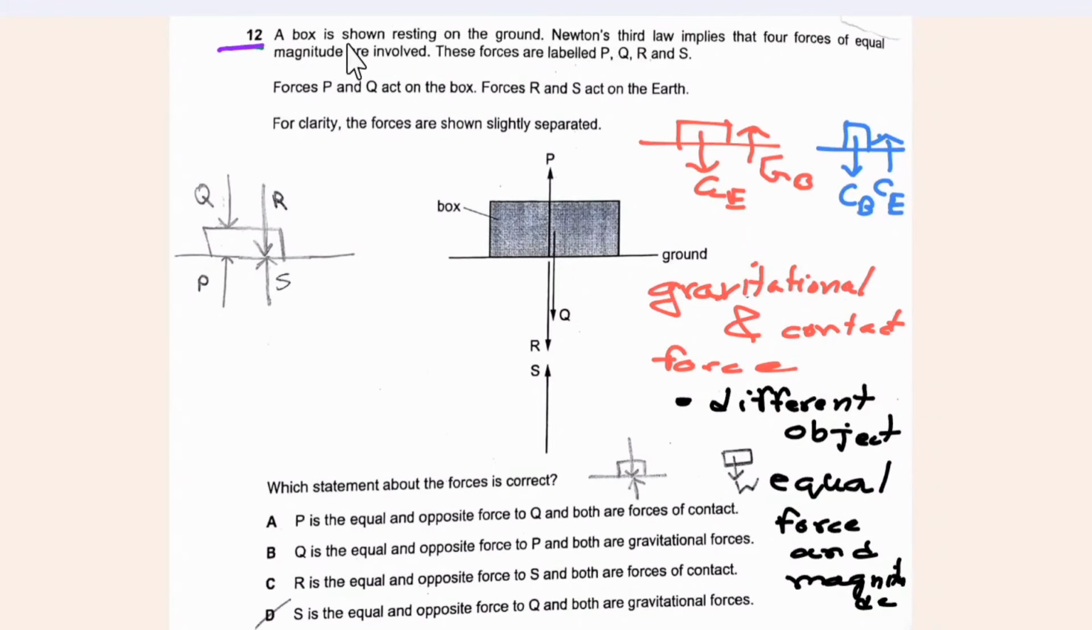Number 12. A box is shown resting on the ground. Newton's third law implies that forces of equal magnitude are involved. That means these forces, that is P, Q, R, S, have equal magnitude. So forces P and Q are acting on the block, and forces R and S are acting on the earth.